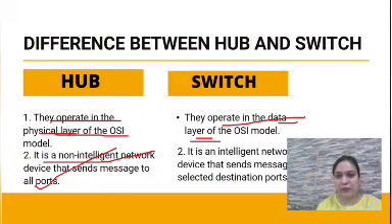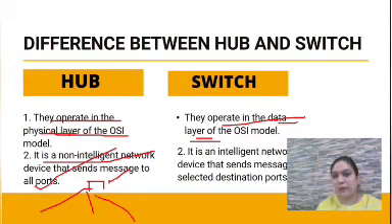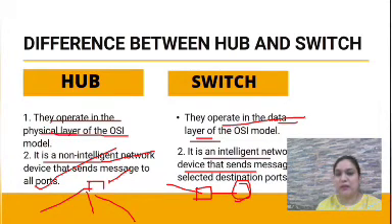discussed it. When you are using a hub, the sender sends the data to the hub and the hub distributes it to all the connected devices. But a switch is an intelligent network device, because when the sender sends the data to the switch, it sends the data to a specific destination. That is the basic difference between hub and switch.